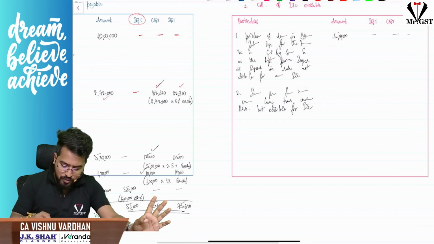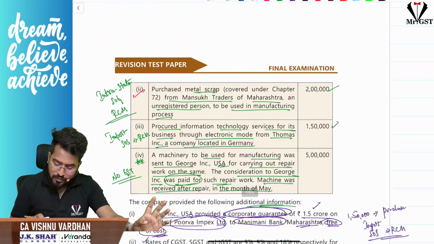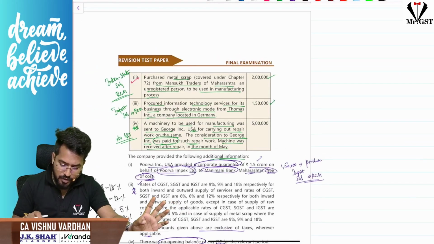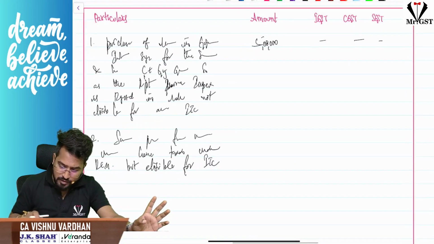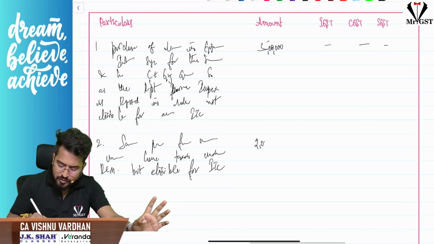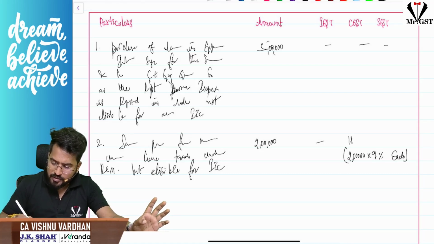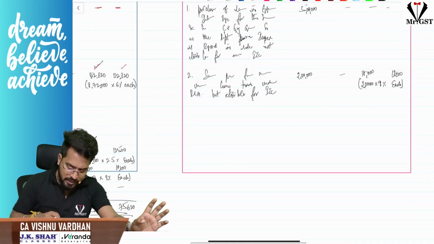So what is the amount? And this is intra supply of goods, 2 lakhs, and for scrap 18%, 2 lakh into 9%, 9%. So here the amount is 2 lakh, and 2 lakh into 9% each, 18,000 each. Okay, fine. Next, third one.